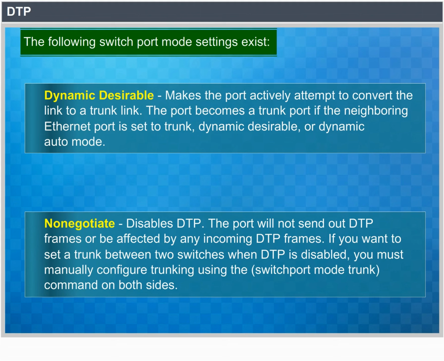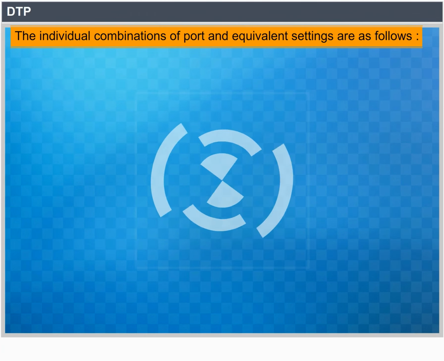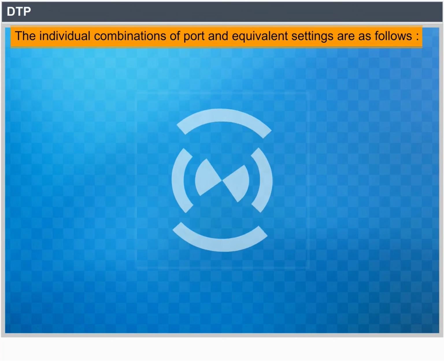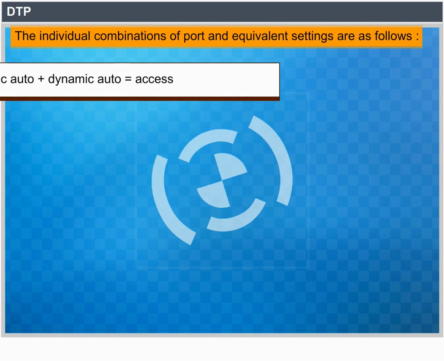If you want to set a trunk between two switches when DTP is disabled, you must manually configure trunking using the switchport mode trunk command on both sides. The individual combinations of port and equivalent settings are as follows.